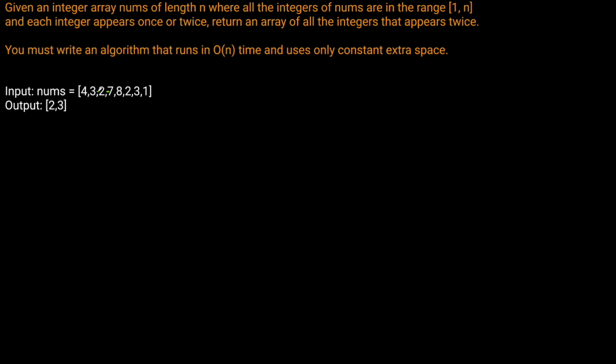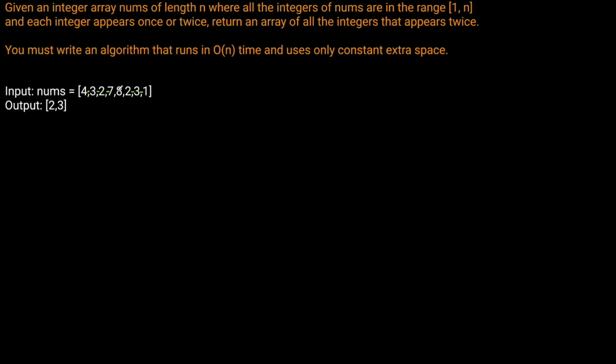So this 2 is going to become negative. Then this 2, we want to mark index 1 with a negative. So we're going to mark this with a negative 3. And then we get to the 7, so we're going to mark index 6 with a negative. So 0, 1, 2, 3, 4, 5, 6. We want to mark this negative. Then we get to the 8, so we want to mark index 7 with a negative. So actually, it's going to be this one.